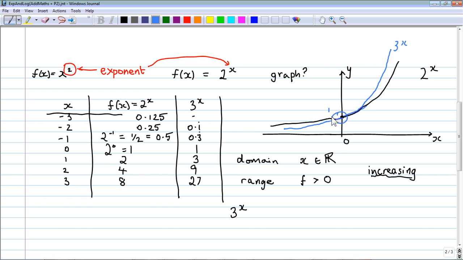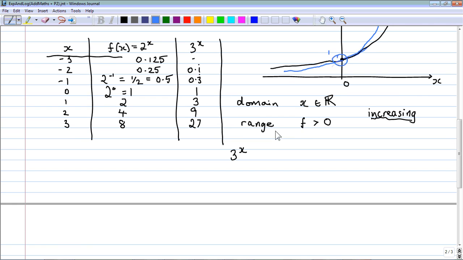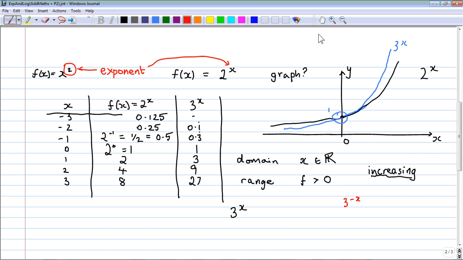And you can also think about other similar functions like this. Suppose we considered a function like f(x) equals 3 to the power minus x. Well, 3 to the power minus x obviously looks exactly the same. Actually, let me use a different colour for that. Suppose we use red for 3 to the power minus x. Then that graph will have the same shape as 3 to the x, but it will simply be reversed.